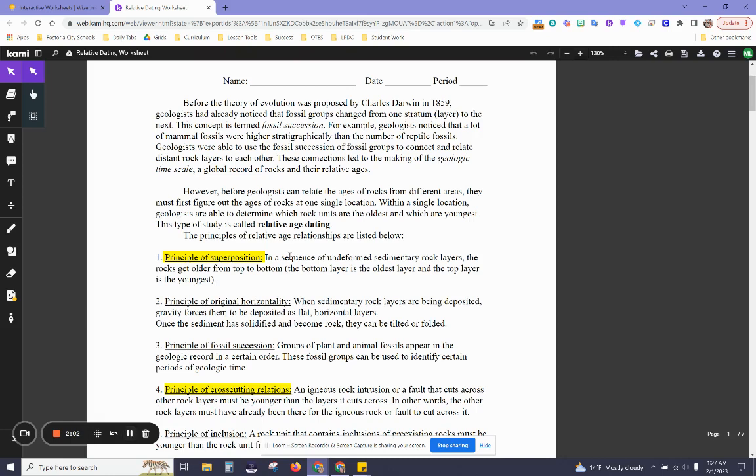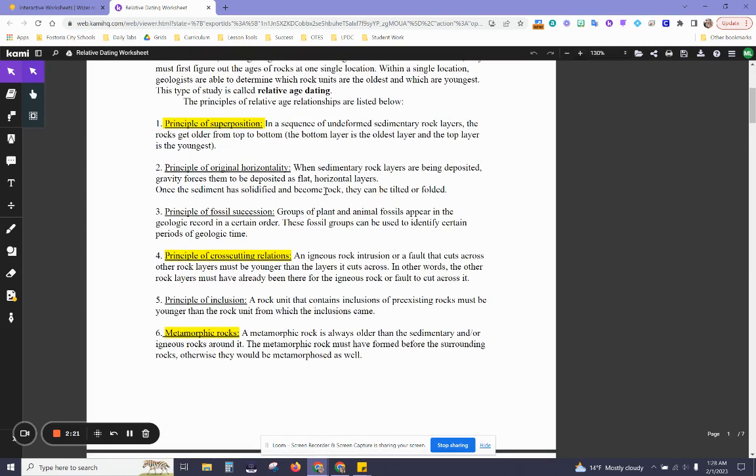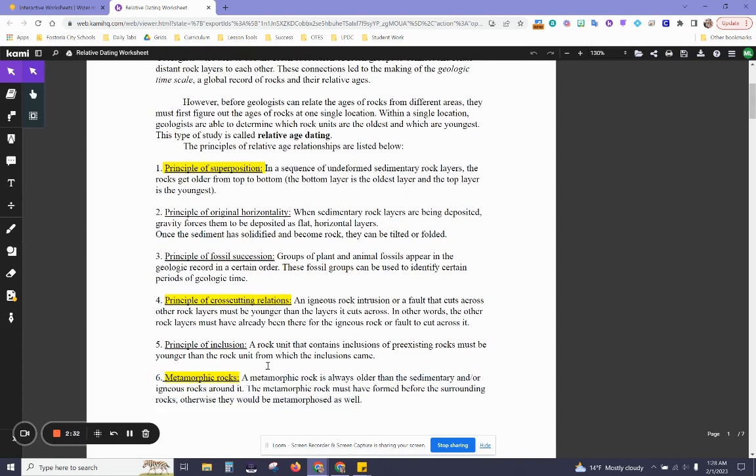However, before scientists can relate the ages of rocks in different areas, they must first figure out the ages of rocks at one single location. Within a single location, geologists are able to determine which rock units are the oldest and which are the youngest. This type of study is called relative age dating. The principles of relative age relationships are listed below. I have highlighted the ones that we are going to be using on this worksheet. The two that you are doing yourself, you will not be using this one, but these other two you will.